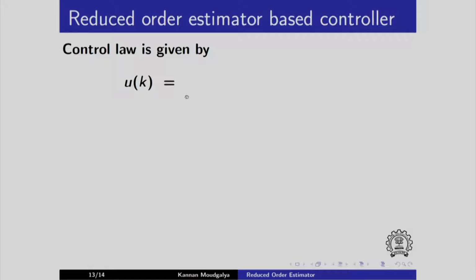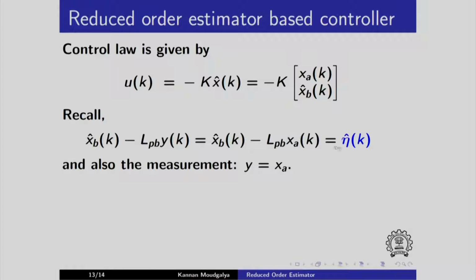The control law is given by minus k into x hat of k, and x hat has two components, xa and xb, and we are going to estimate only xb denoted by xb hat. So let us recall the estimator, reduced order estimator that we had obtained earlier, and we also measured xa and we called it y. So let us substitute here.